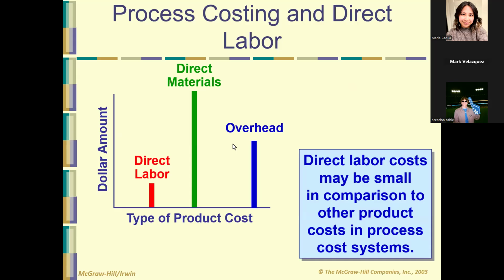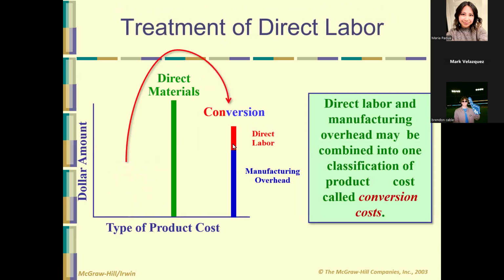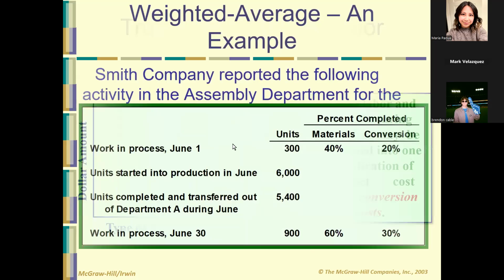Now, in this chapter, we're not going to be talking material, labor, and overhead. We're going to be talking raw materials plus conversion cost. And that's what we're seeing here. Direct labor and manufacturing overhead, we're combining them into one element of the cost. Direct materials is the other, raw materials.